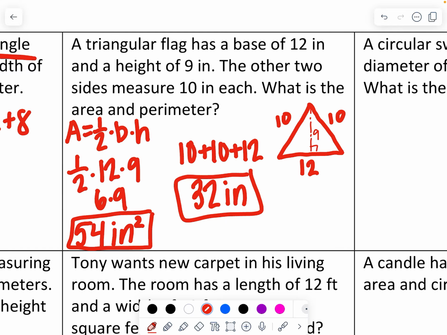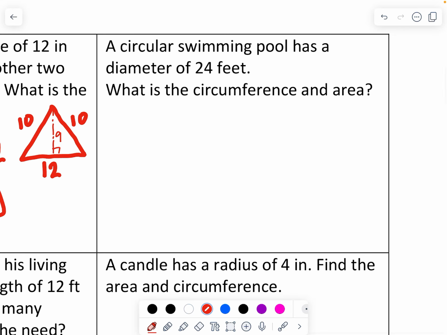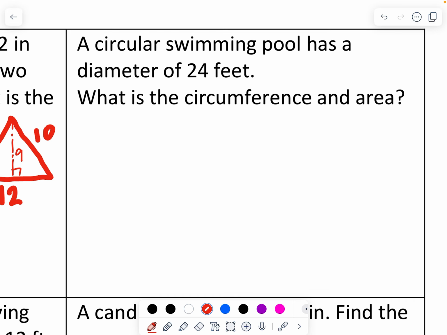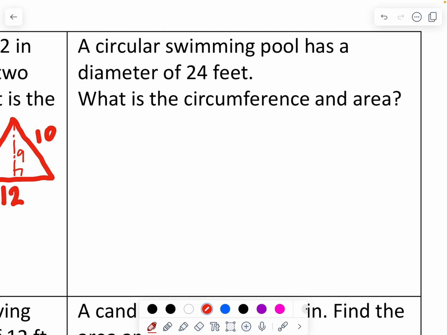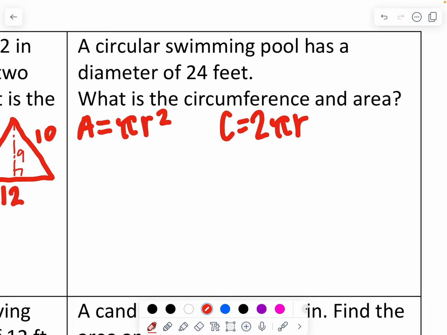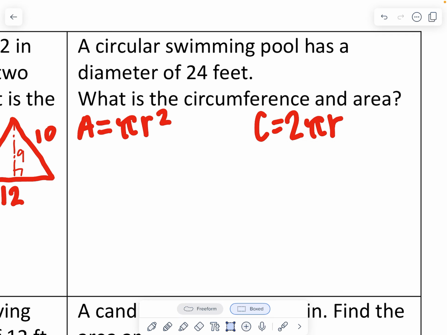Now we're going to move on to circles. A circular swimming pool has a diameter of 24 feet. What is the circumference and area? The first thing you need to ask yourself is, what is the radius? Because the formulas we're going to use involve radius. The area of a circle formula is A equals pi r squared, and our circumference formula is C equals 2 times pi times r. Those are my two formulas I'm going to use, and in both of those, I need the radius.